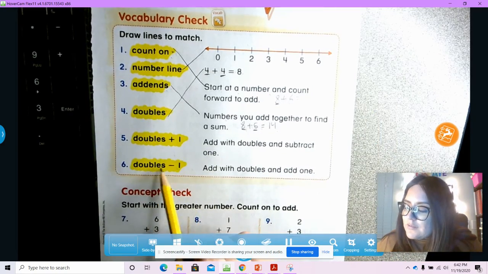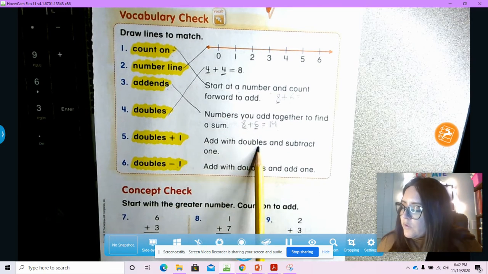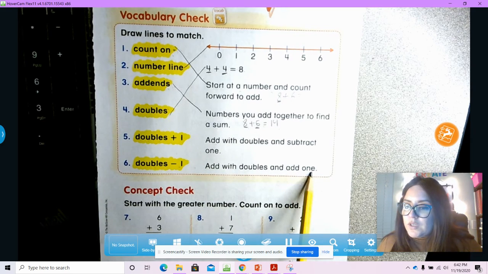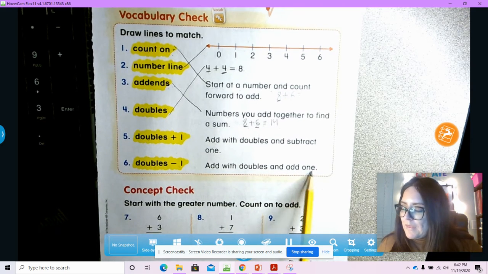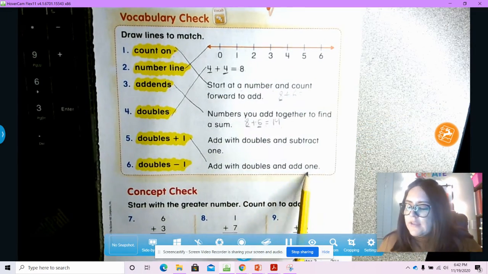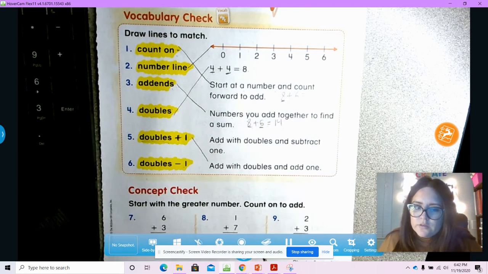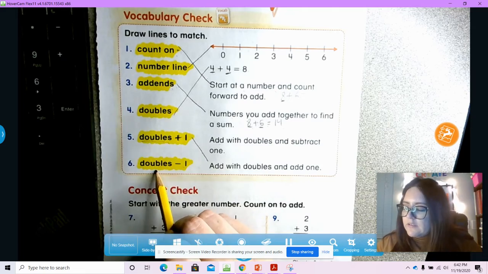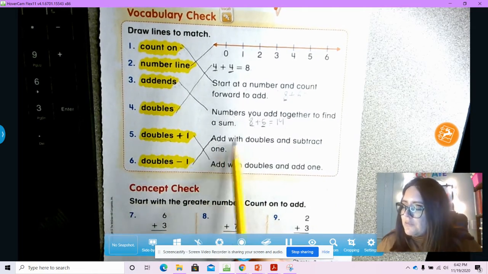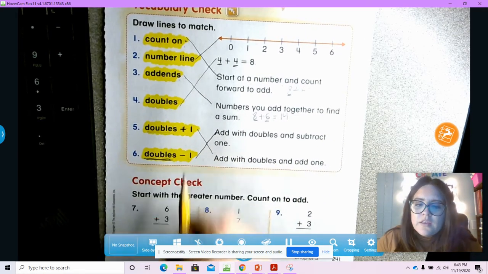Now we have 2 left. Doubles plus 1, doubles minus 1. Doubles plus 1, is it add with doubles and subtract 1, or add with doubles and add 1? I think it is add with doubles and add 1. So we do doubles and then we add 1 more. And finally, that leaves us with doubles minus 1. Doubles minus 1 means we add with doubles and we subtract 1. So we do the doubles and then we subtract 1.